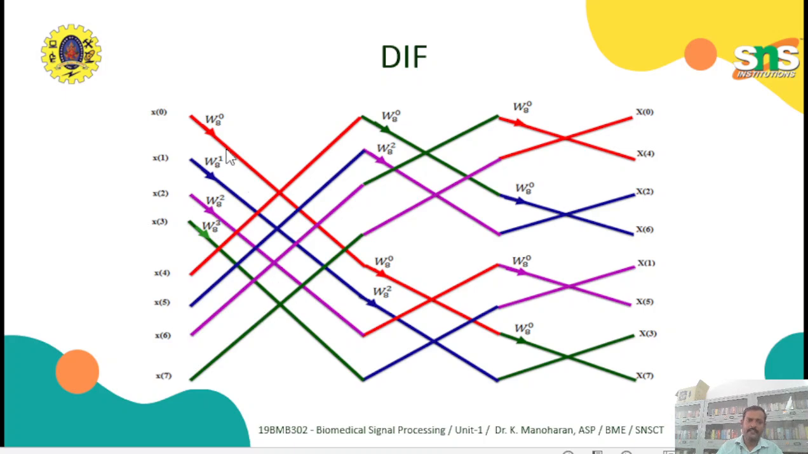Look at the Twiddle factors W08, W18, W28, W38. These will be considered only for the down leaf; for the up leaf no Twiddle factor is required. In the second stage also, we have two Twiddle factors, W08 and W28, and only for the down leaf they should be considered. And in the last stage also, we have the W08 Twiddle factor. This also should be considered only for the down leaf.